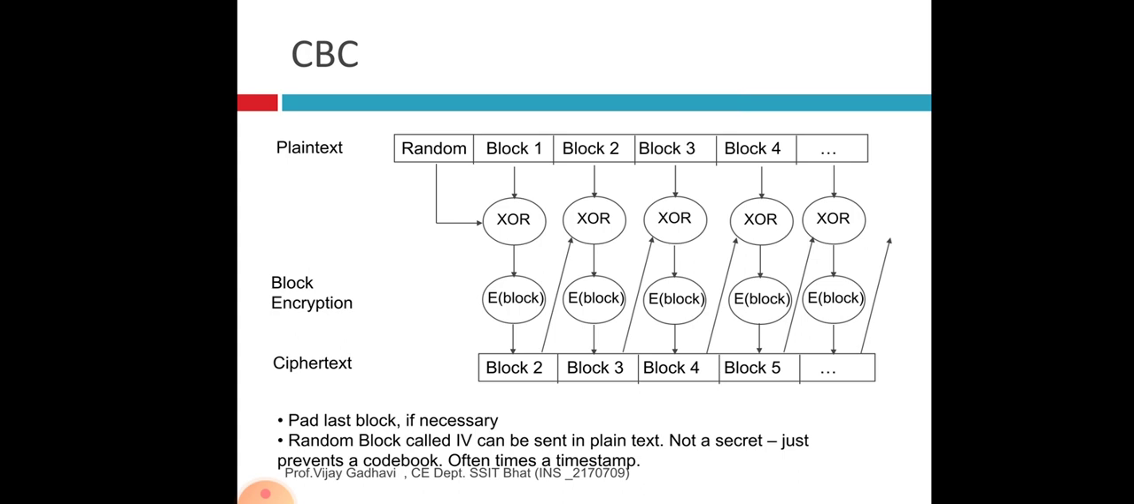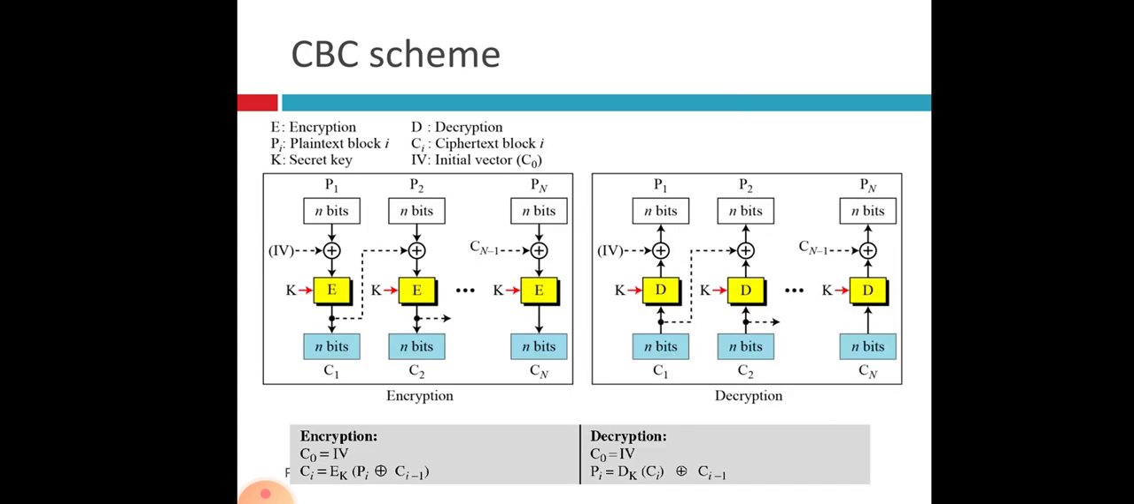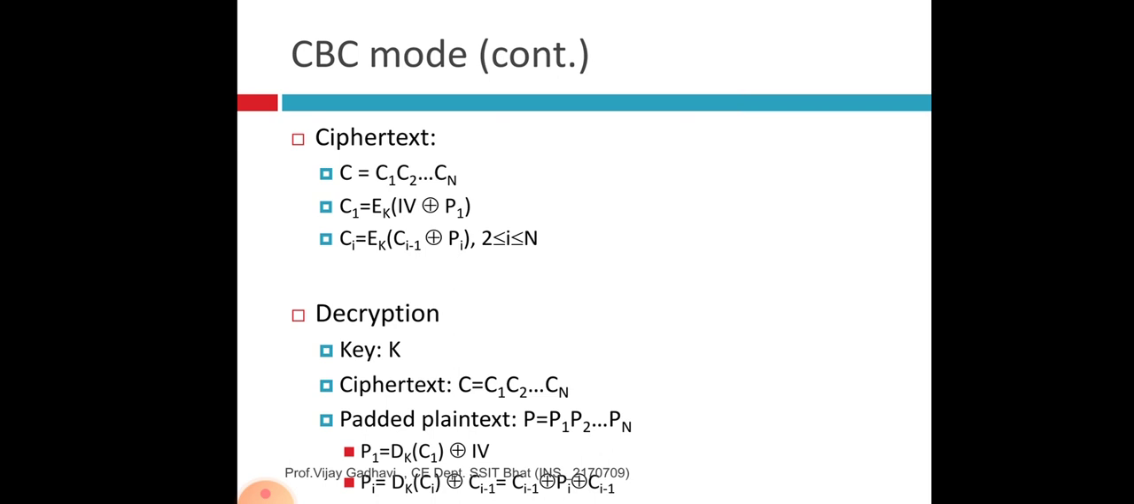This point is also important: it is not a secret, it just prevents a codebook attack, and often, repeatedly, timestamps are used. CBC schemes, as you can see in the figure. Here we see the encryption and decryption equations, with the initial vector C0 and Ci. As in the previous chapter, we can also see these kinds of equations in conventional encryption methods and the DES algorithm. In CBC mode, once again, the same equations.